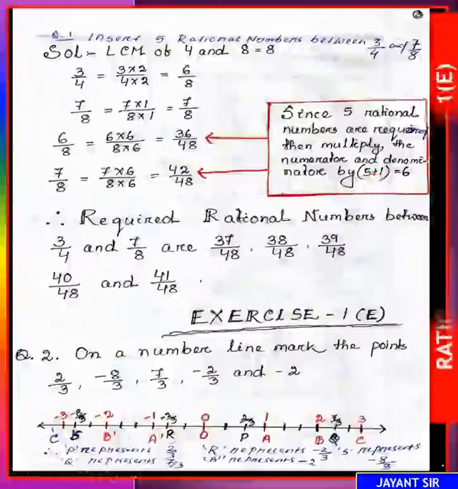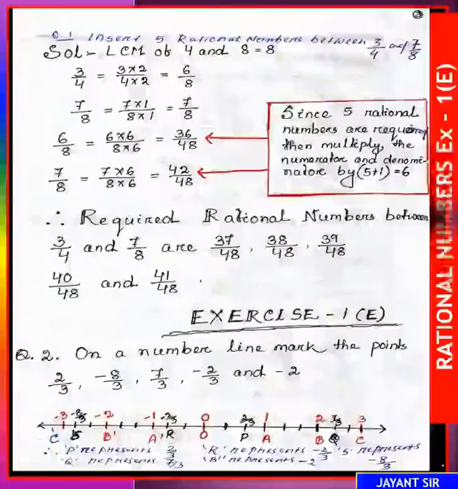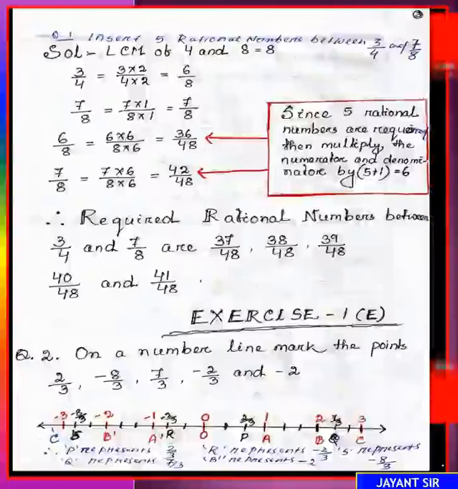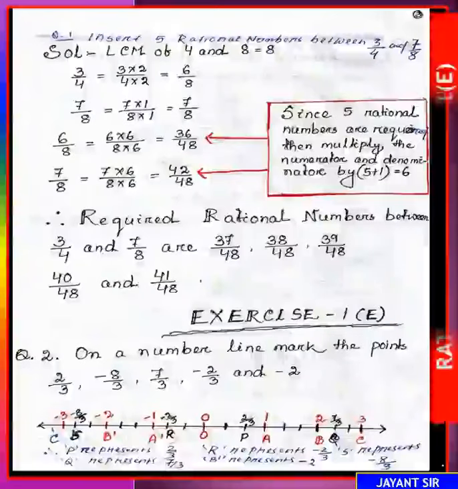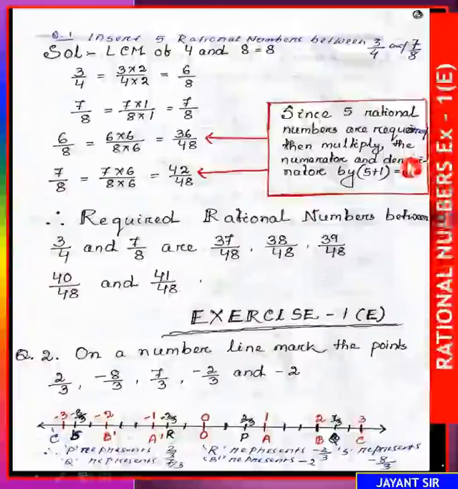Think of a real-world example: 5 poles on the road. If you draw a line in your copy and count how many gaps are there in between, there are 4 gaps. That's why, to find 5 rational numbers, we add 1 and take 6. That way we can get 5 rational numbers. That's why I have taken 5 plus 1 equal to 6.